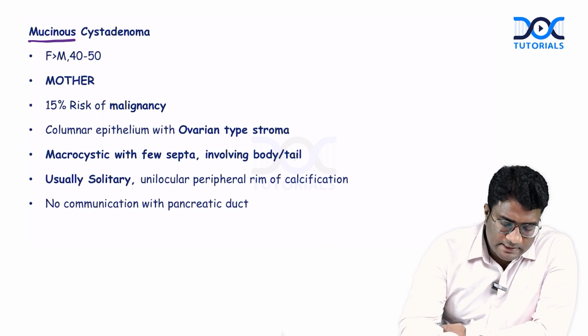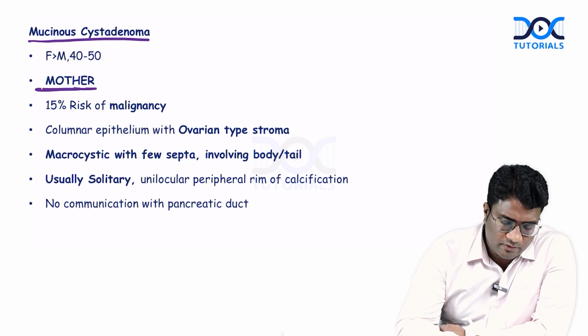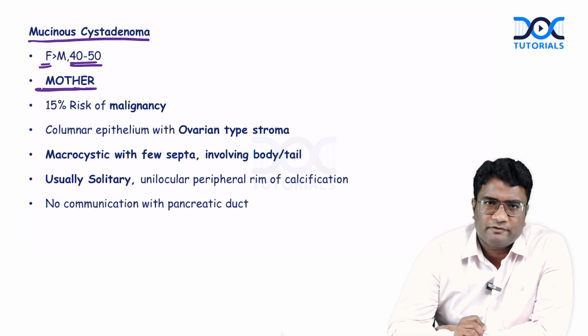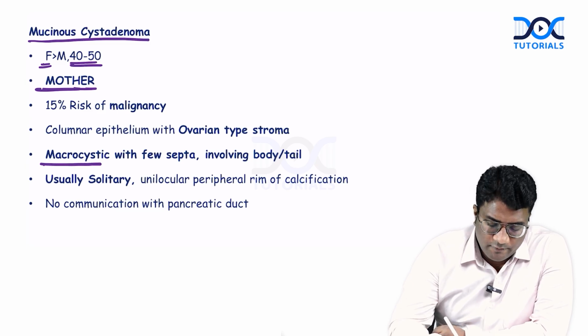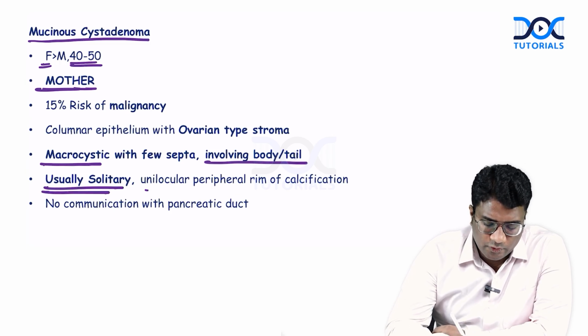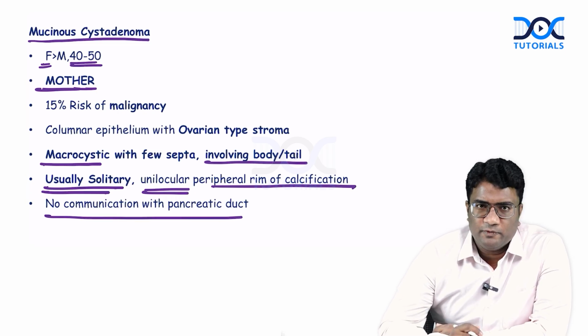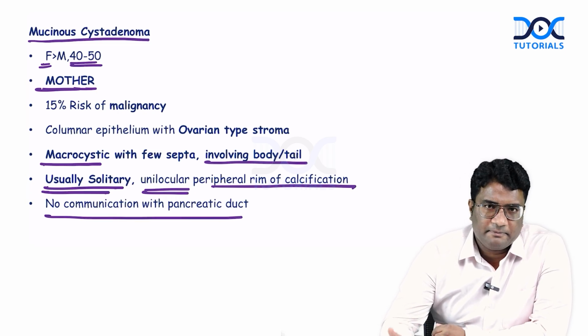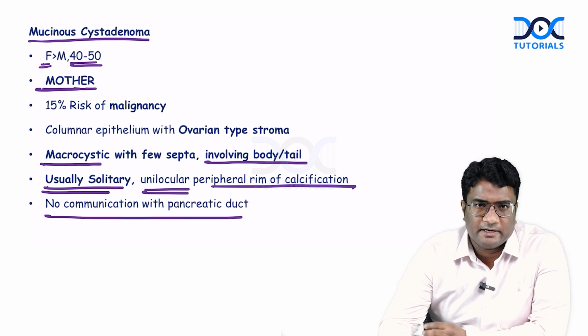Coming to mucinous cystadenoma of the pancreas, this we learned is common in mother age groups, so females around the age of 40 to 50 years. These mucinous cystadenomas are macrocystic, involving the body and tail, usually solitary in appearance. A unilocular lesion with a peripheral rim of calcification may be seen. And there is no communication with the pancreatic duct. Which communicates with the pancreatic duct? Intraductal papillary mucinous neoplasm.